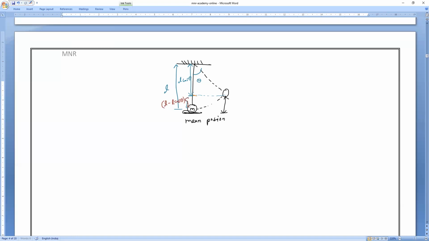If you notice, as it rises from the height, here it is L minus L cos theta. Here also, what is that? The upward displacement is L minus L cos theta.